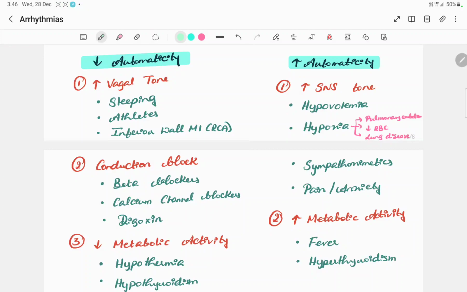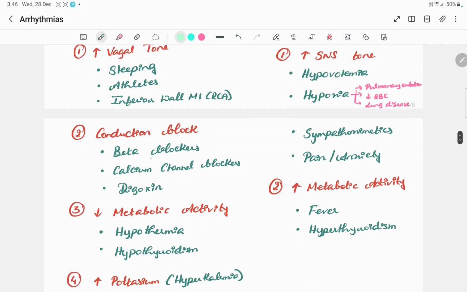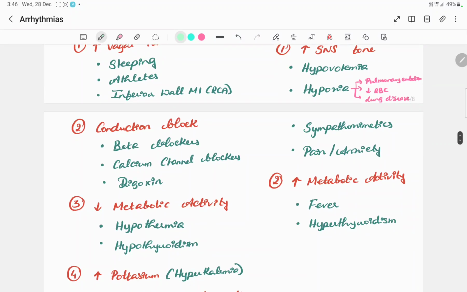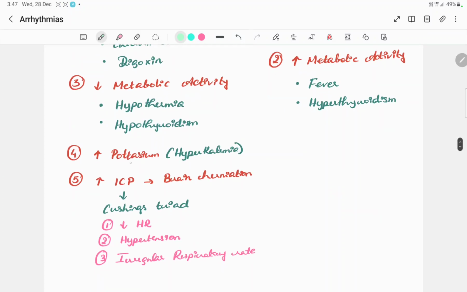A decreased automaticity is due to an increased vagal tone, like we already saw. So how does the vagal tone increase? Due to sleeping, in athletes, and in inferior wall MI due to a block in the right coronary artery. And then there's conduction block due to beta blockers, calcium channel blockers, and digoxin. The third one is decreased metabolic activity: hypothermia, hypothyroidism. And then an increase in potassium, which is hyperkalemia, might also cause a decrease in automaticity.